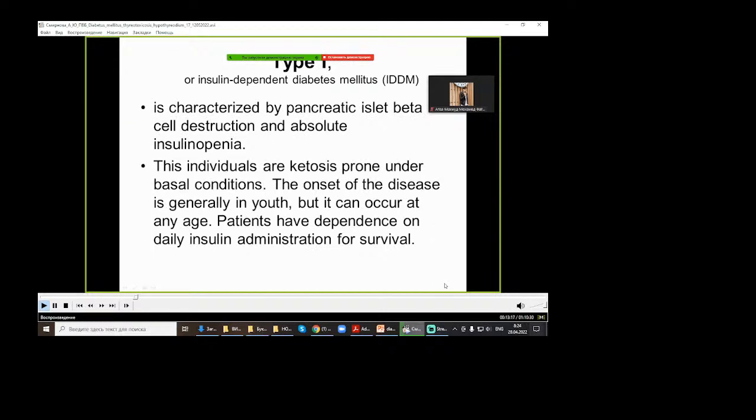Now we will focus on type 1 of diabetes mellitus, or insulin dependent diabetes mellitus. It's the synonym. This type of diabetes mellitus is characterized by pancreatic islet beta cell destruction and absolute insulinopenia. These individuals are ketosis prone under basal conditions. Very important idea: the onset of this disease is generally in youth, but it can occur at any age, and patients have dependence on daily insulin administration for survival.